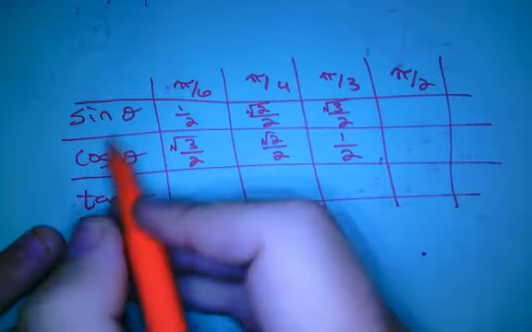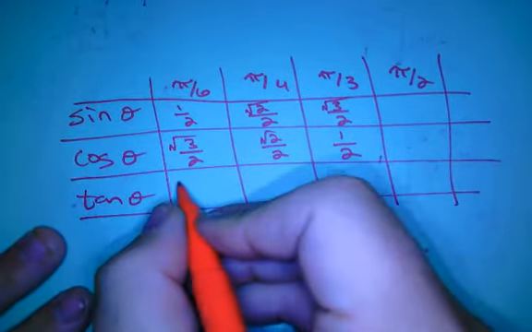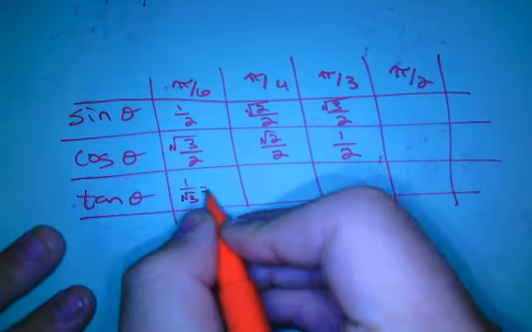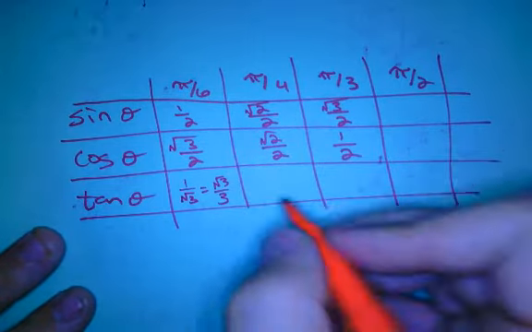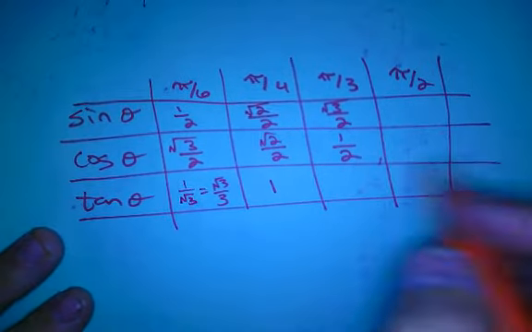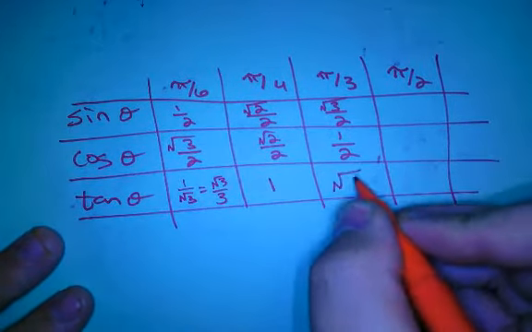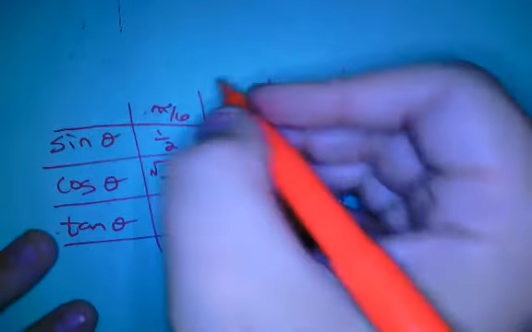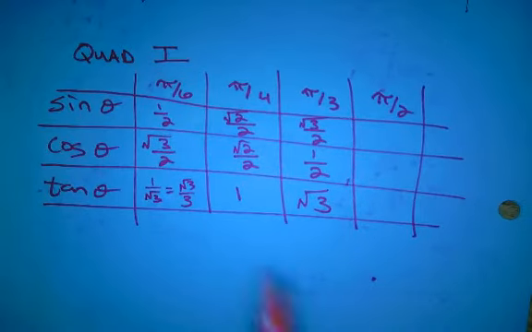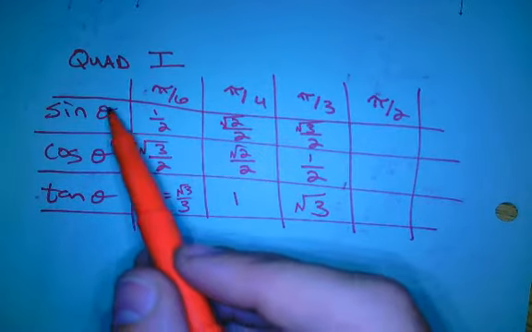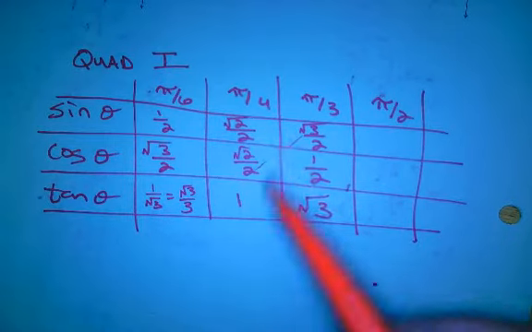How do you do tangent? You divide sine over cosine. So you're going to get 1 over root 3, which is root 3 over 3. Divide these, you're going to get the same number, which is just 1. Divide these, you're going to get root 3. So this is all for quadrant 1, by the way. So if you know your reference angles, you can get sine, cosine, and tangent all from this chart.